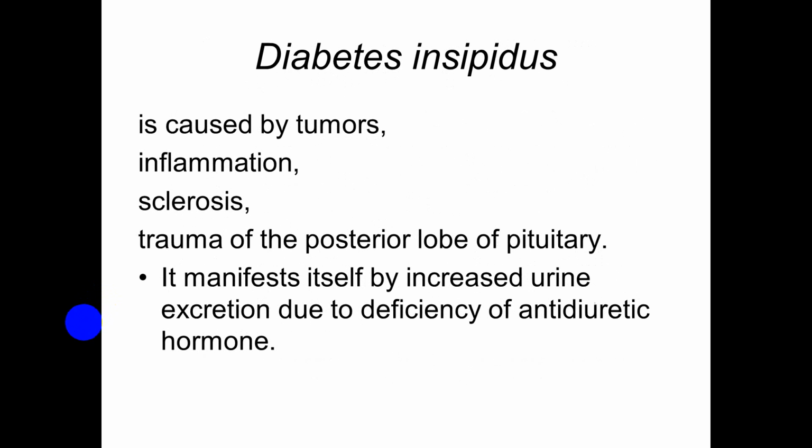The next pathology of the hypophysis is diabetes insipidus. This disease is caused by tumors, inflammation, sclerosis, or trauma of the posterior lobe of the pituitary. It manifests itself by increased urine excretion due to deficiency of antidiuretic hormone.